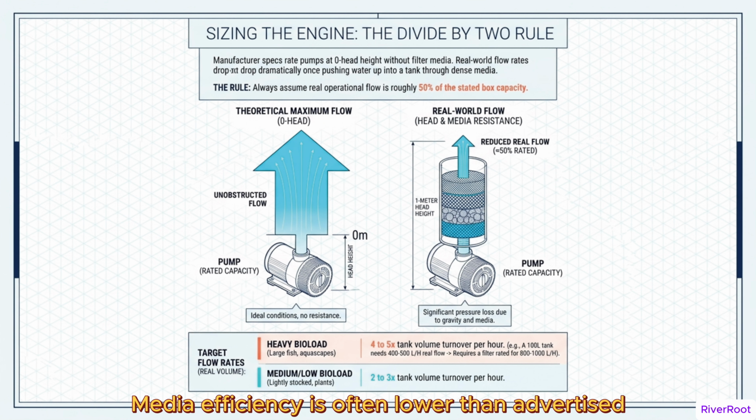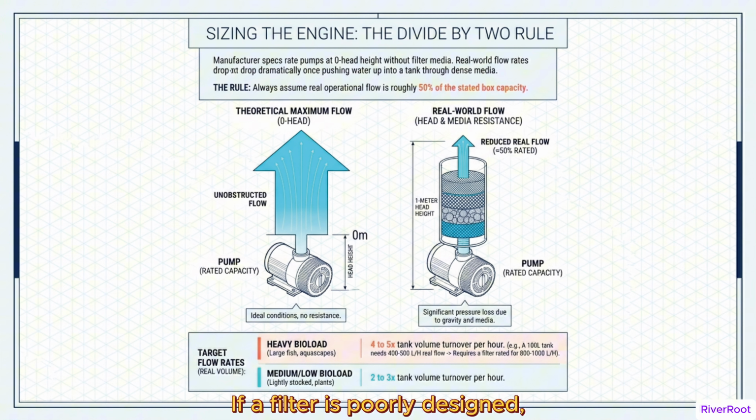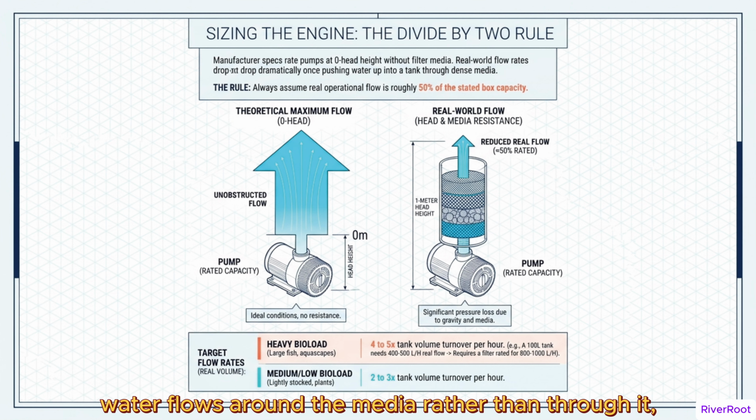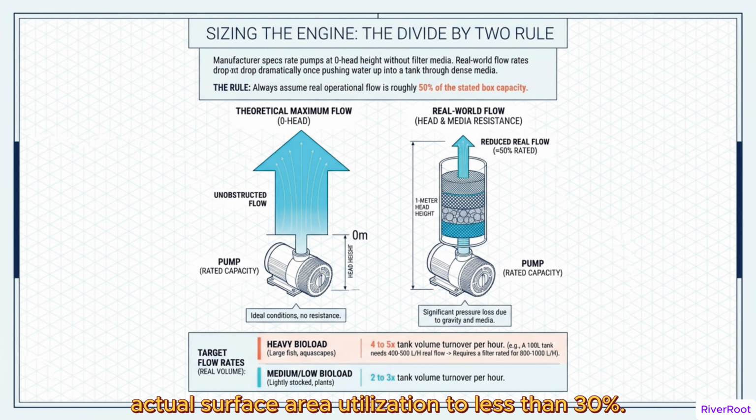Media efficiency is often lower than advertised due to bypass flow. Water is lazy. It follows the path of least resistance. If a filter is poorly designed, water flows around the media rather than through it, reducing actual surface area utilization to less than 30%. Engineering a successful system means ensuring uniform flow distribution across the entire cross-section of your media.